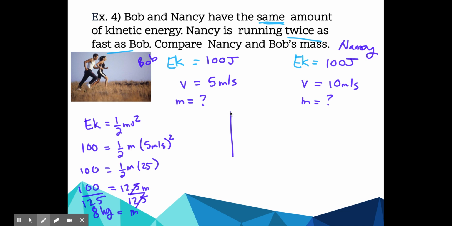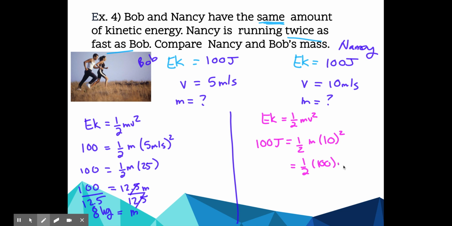Right? So there's Bob. Now let's look at Nancy. Nancy, same process. 100 joules, 1/2 m. The velocity though is 10. So this is 1/2 times 100, and half of 100 is 50. Sorry, I'm trying to keep this fast so you don't have to listen to my video excessively long. Divide by 50, divide by 50, and mass is 2 kilograms.